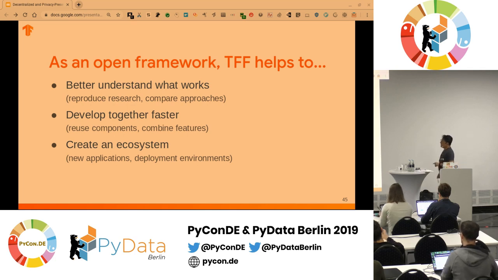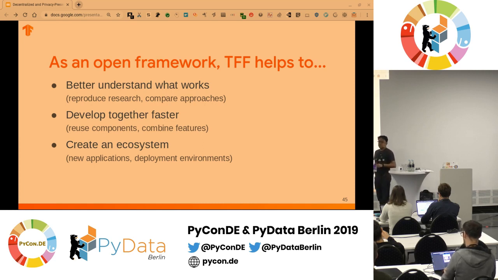The second thing is to develop together, so you can reuse components. Whether you're combining something that is part of the framework, or collaborating in research and combining your own code, you can develop faster, and eventually create an ecosystem. We definitely hope that, as a community, we can create an ecosystem which enables new applications, new patterns, and definitely new deployment environments.